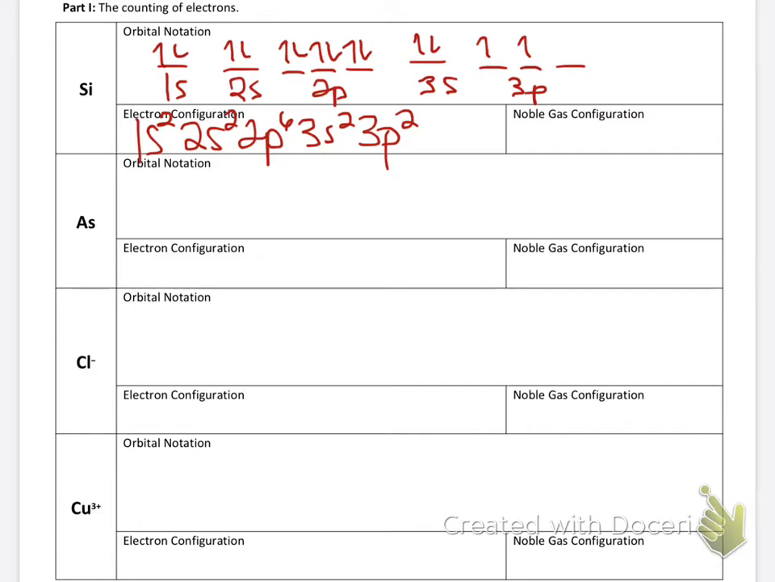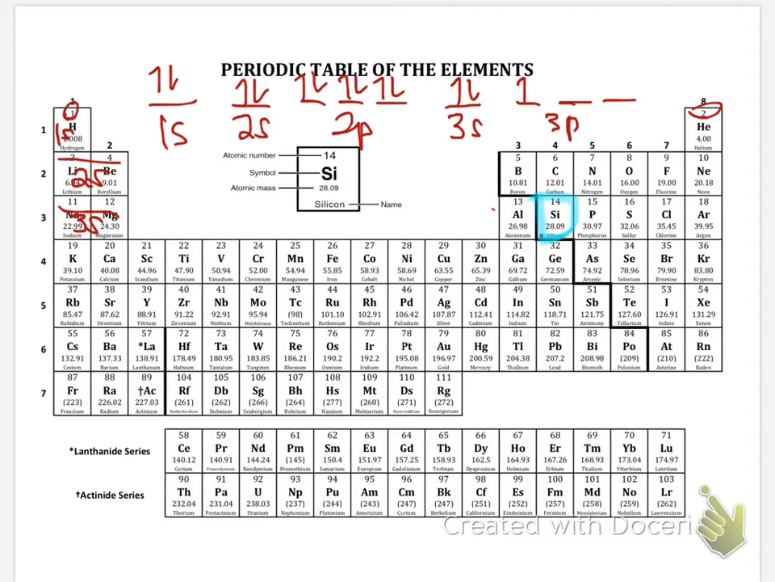The noble gas notation is just going and shortening that even further. When we do that, we have to go find the noble gas before silicon. Silicon is still number 14 here. The noble gas before silicon is neon. So if we take neon's symbol and we put it in brackets, that's going to represent the first 10 electrons of silicon. And then we would just continue our electron configuration after that point, which would include our 3s2 and 3p2 there.